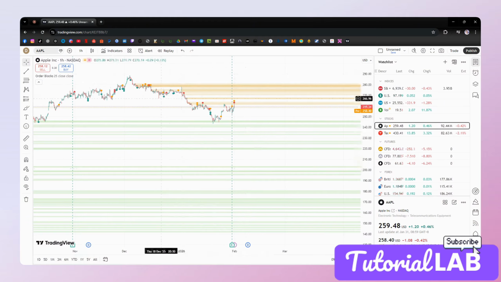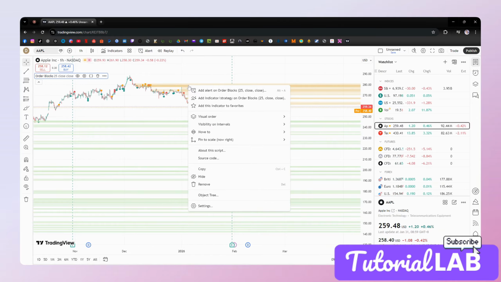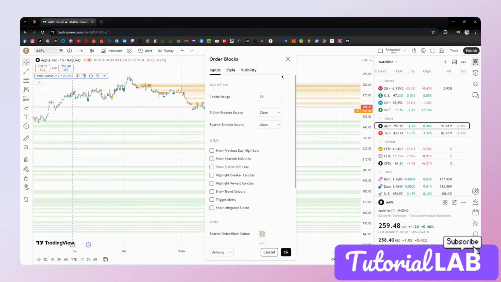You can configure the colors and order blocks by right-clicking on the graph. At the bottom, you can also add some alert notes and indicators on the blocks. On the bottom part, go to Settings. Here, you can input candle range, bullish or bearish, weaker sources. You can configure here and also add styles to the bars to make them more comfortable for you.